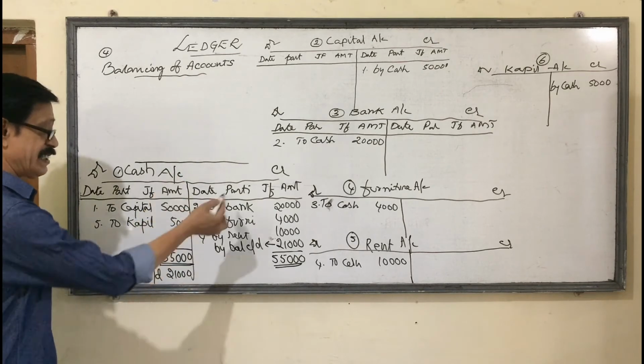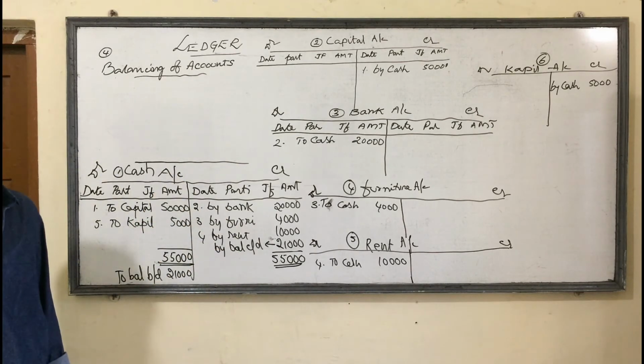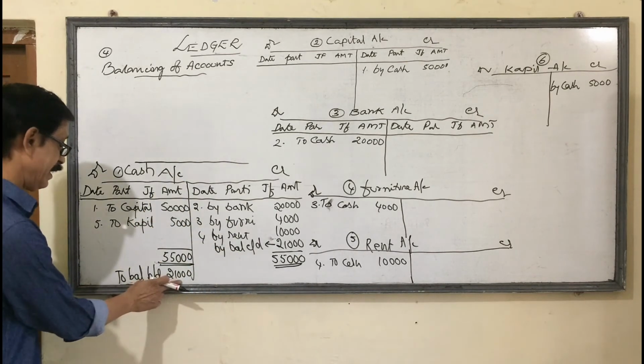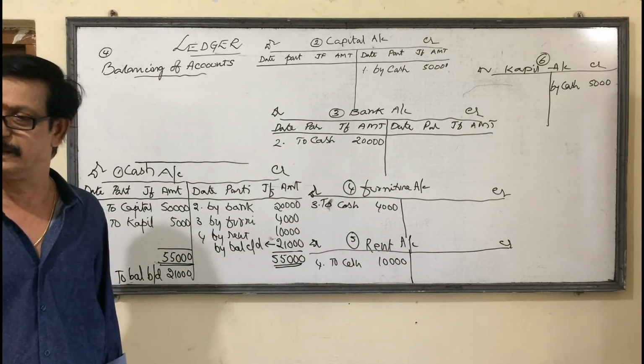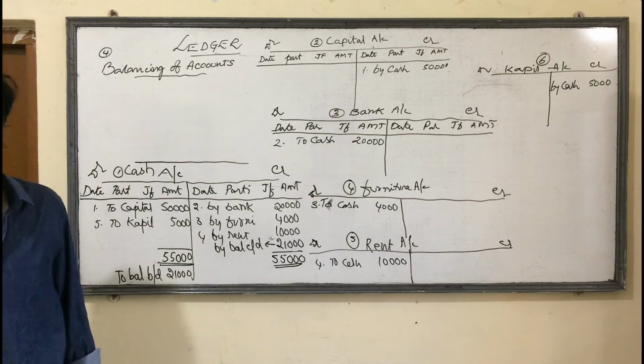Here, which side is more? Debit side is more. Hence it is called debit balance. Cash account always shows debit balance. Debit side only more.